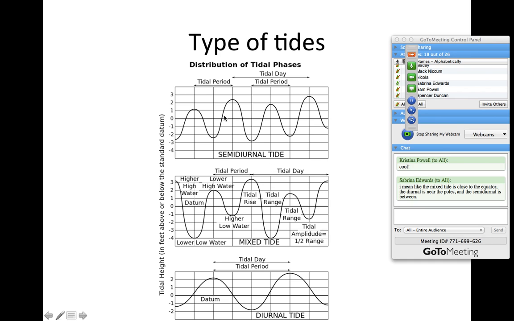Then Sabrina's hypothesis is that this case scenario is closer to the equator, meaning 0 degrees latitude. Then the mixed tide would be in the middle latitudes, let's say 45, 40 or something degrees latitude. And then the diurnal tides you would have in the higher latitudes, 80 or 70 and so on.